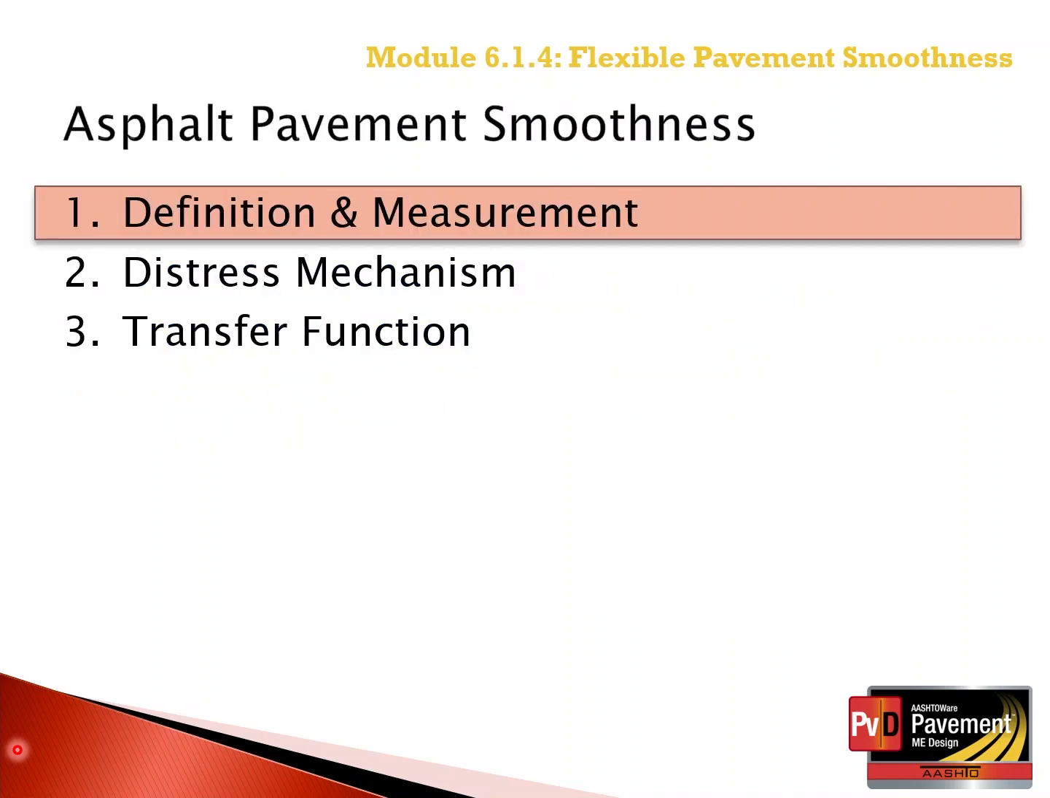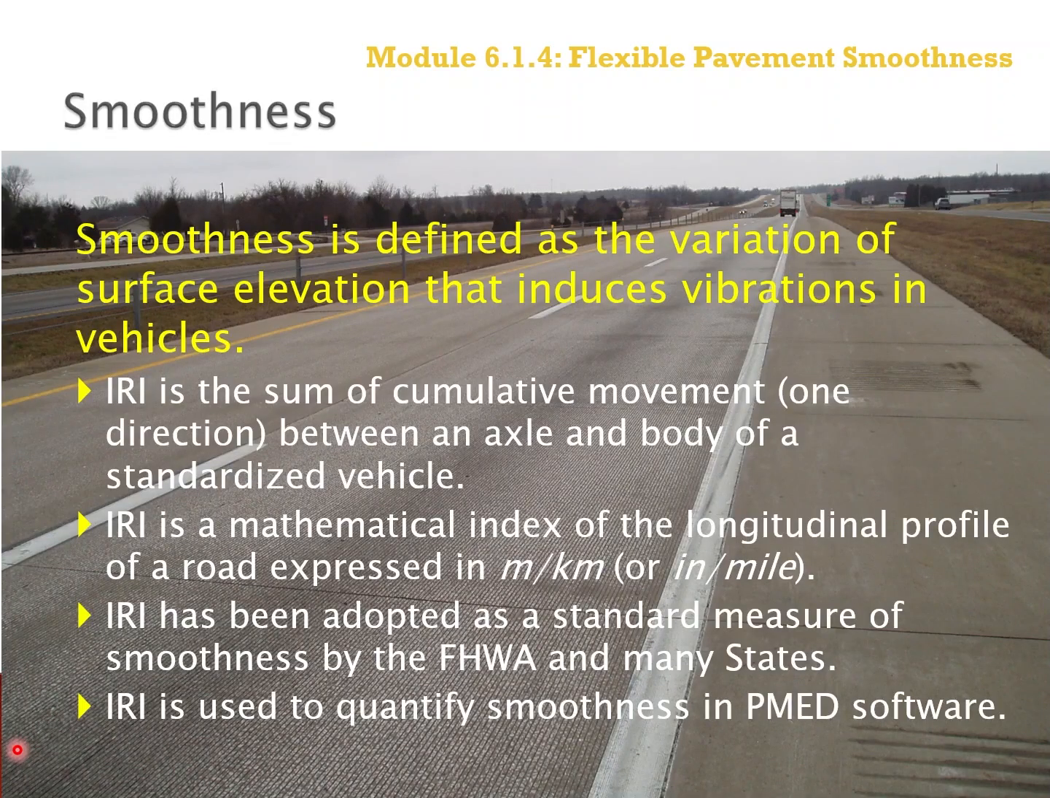Starting with the definition and measurement of flexible pavement smoothness, or IRI. This information is the same as was presented for jointed plain concrete pavements and continuously reinforced concrete pavements in Module 5. Basically, smoothness is defined as the variation of surface elevation within the wheel paths that induce vibration in vehicles. Smoothness is quantified by the International Roughness Index, or IRI.